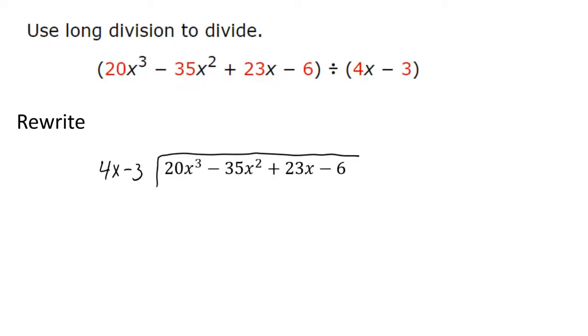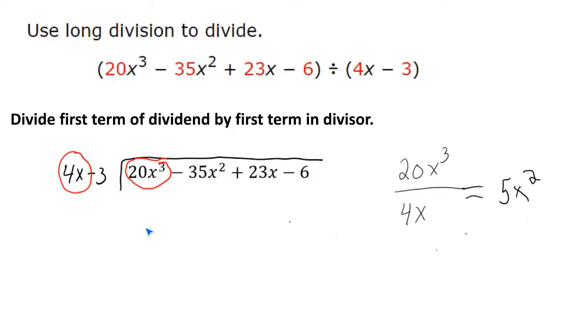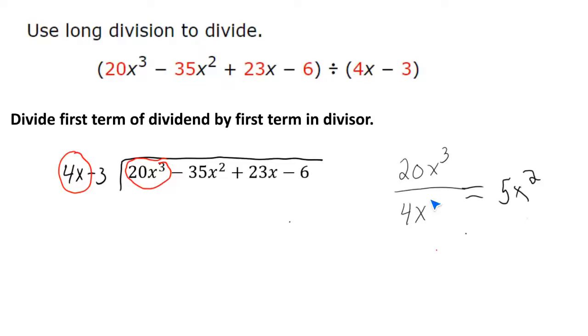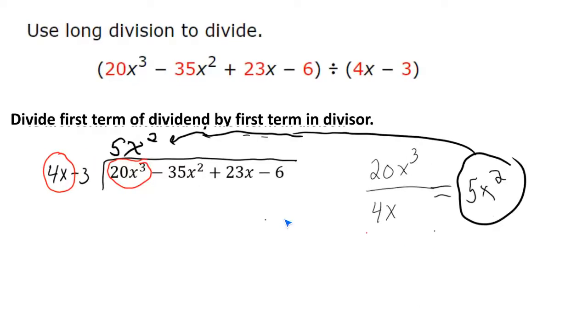Okay, so our first step is going to be to look at the first term of the divisor and the first term of the dividend. And basically, if you divide those, what we're essentially saying is how many times does 4x go into 20x cubed? So if we divide them, we see that we get 5x squared. So we're going to write that on the top.